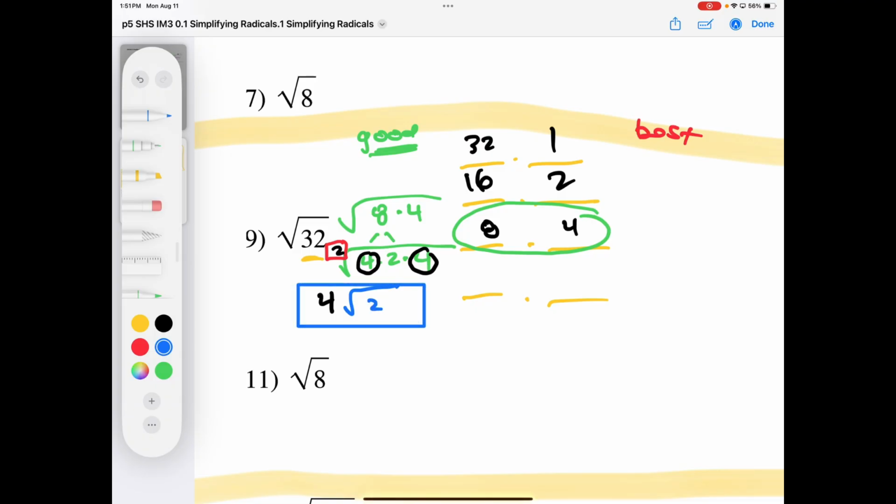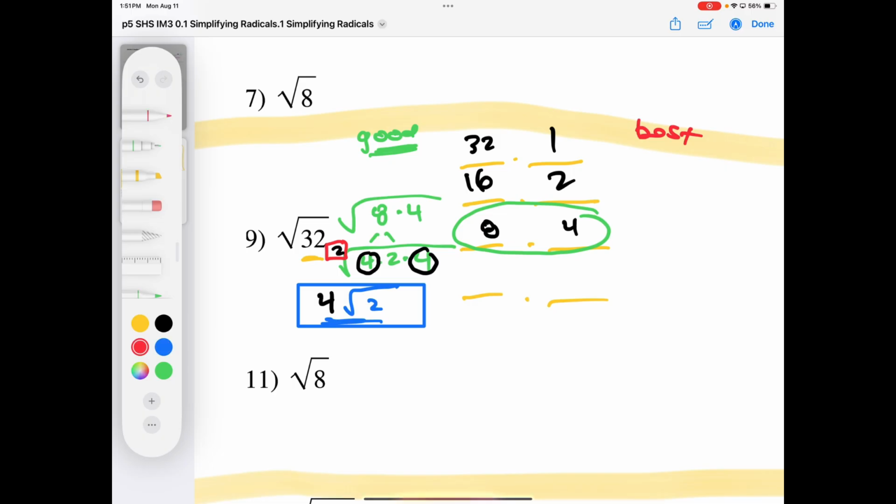Okay, this is called an exact answer. That's what I'm looking for. You're not putting in your calculator the square root of 32. It's going to give you a decimal. That same decimal is the same as 4 times radical 2. But decimals are estimates. They're not exact.